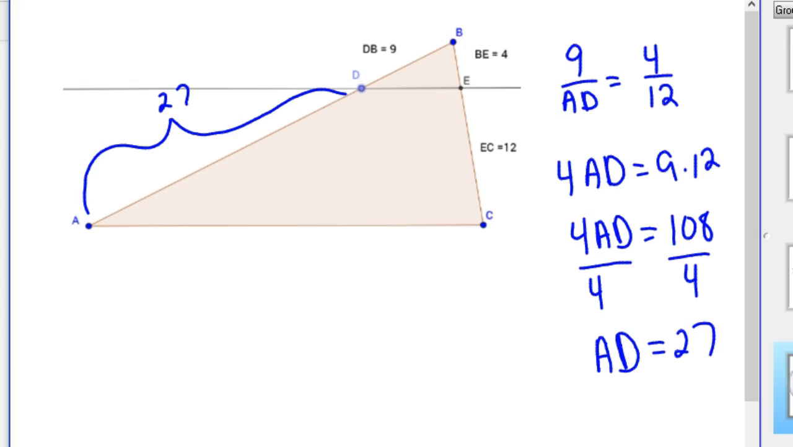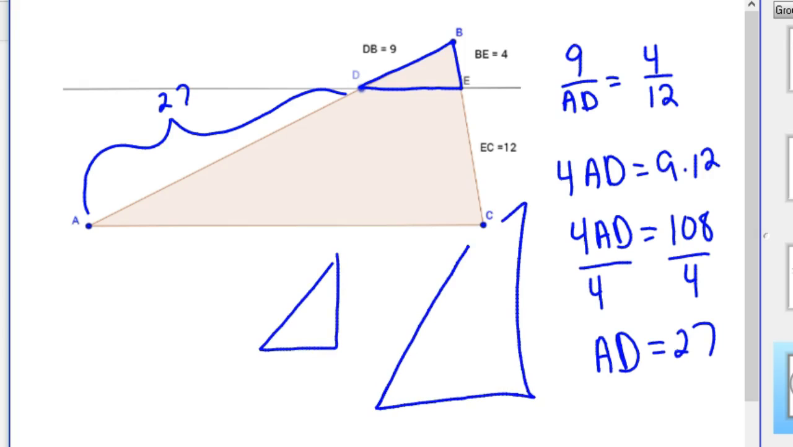So I hope this helps you figure out the side splitter theorem. Like I say, if you forget the side splitter theorem, at the very least, draw out your two triangles. You don't have to make them nice and fancy, but you could do this, and this is 9. This is x plus 9. This is 4 plus 12, which is 16. And so you could set up your proportions this way as well, and it would work just as well as the side splitter theorem.